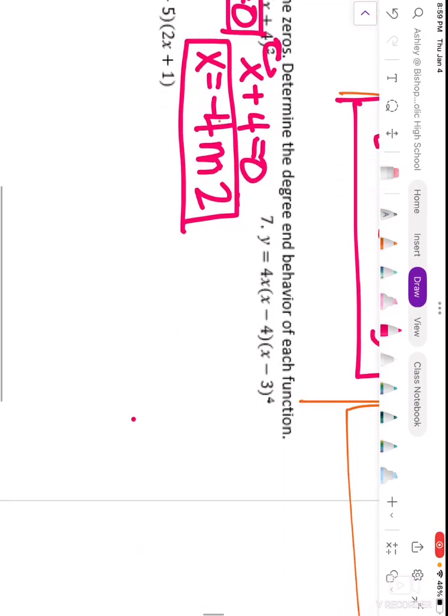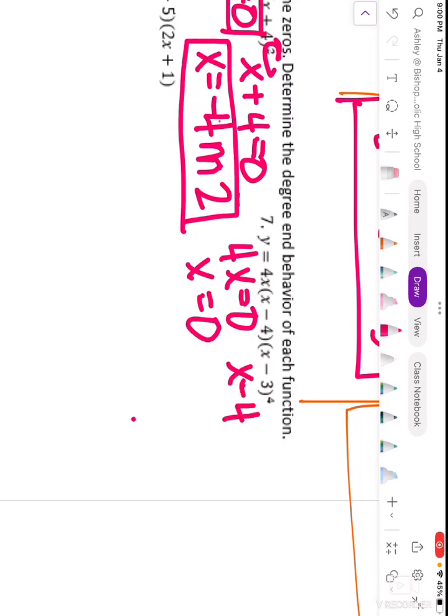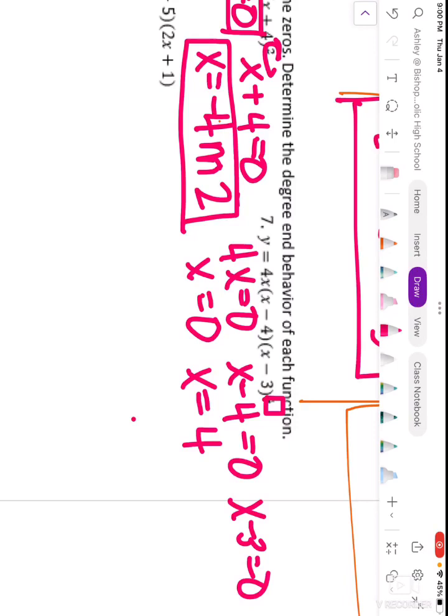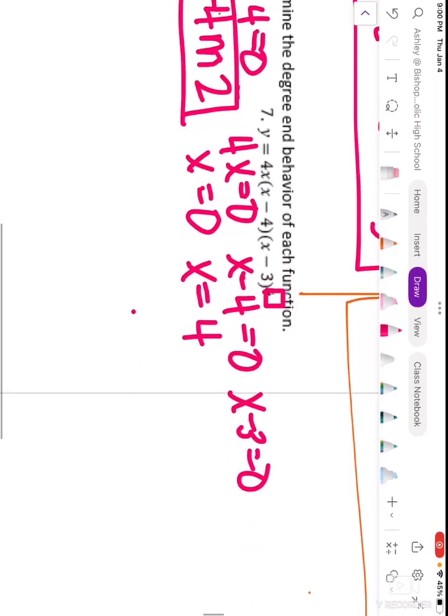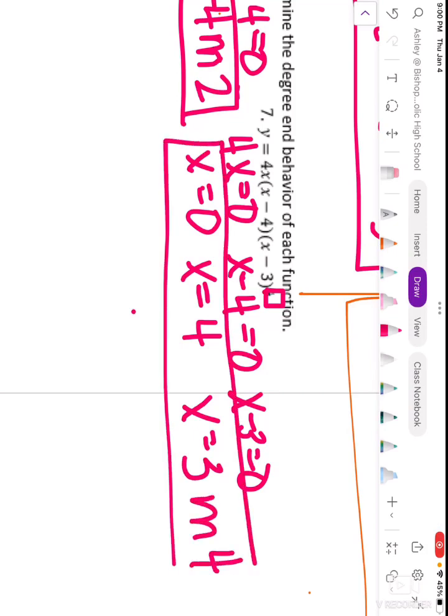On 7, set each thing equal to 0. So 4x equals 0, so x equals 0. X minus 4 equals 0. If we solve that, x is 4. X minus 3 is 0. That one has a multiplicity of 4 since it's to the fourth power. And if we solve that, we'd have x equals 3, and then that has a multiplicity of 4. And those are my solutions.